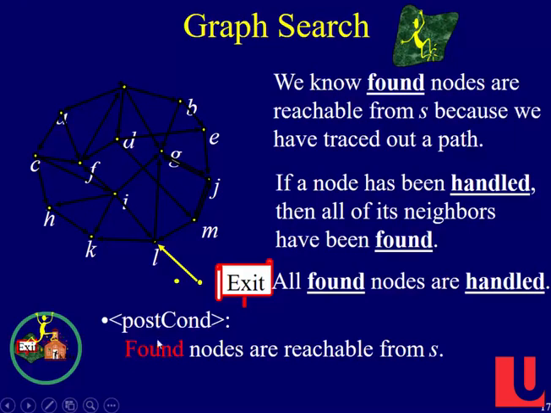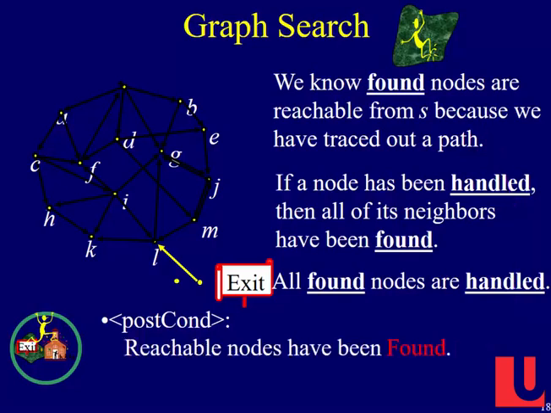All right, so here, this is a case where I'm asking you a question that's so easy that you panic. I'm going to assume the loop invariant is true. How do you know that found nodes are reachable? That's the loop invariant, right? How do we know it's true? Because the loop invariant tells us it's true. Now we need to prove that reachable nodes have been found.